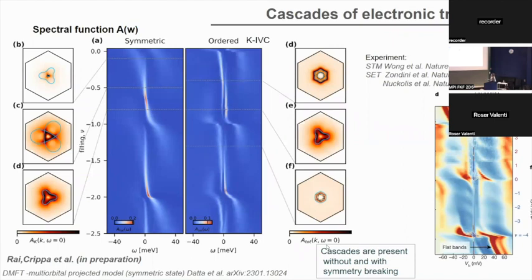And I have to mention here that tomorrow Anushree Datta is going to show also DMFT results by considering the multi-orbital projected model from the Harvard collaboration, where these effects are also observed by considering this other model. So the effects that I was describing to you, what I'm showing here now is the spectral function.